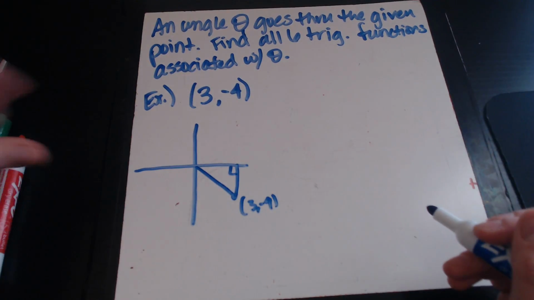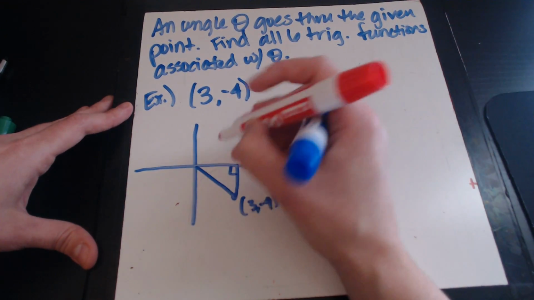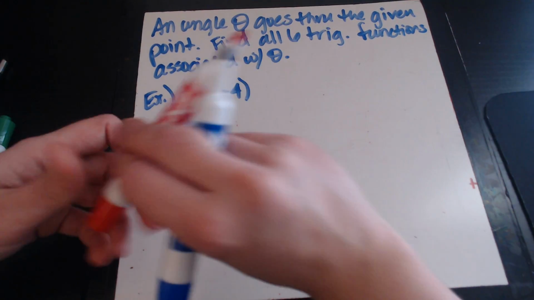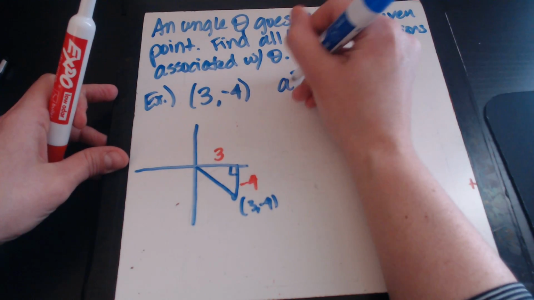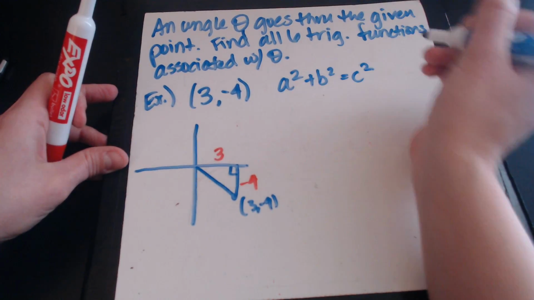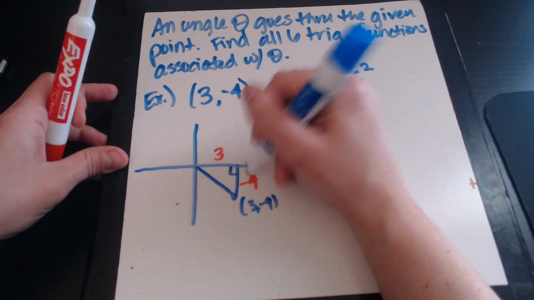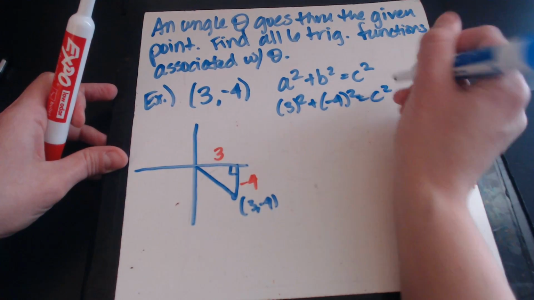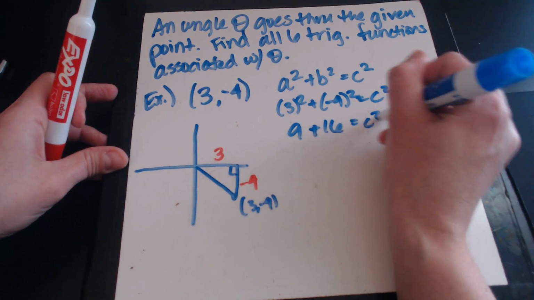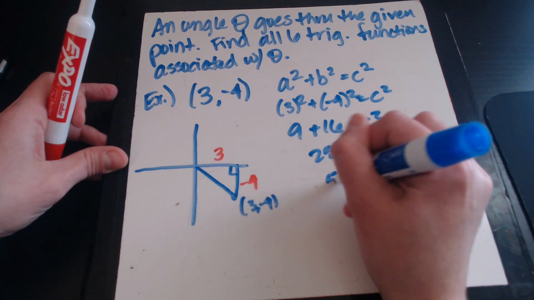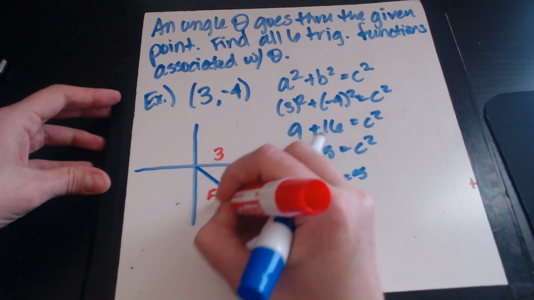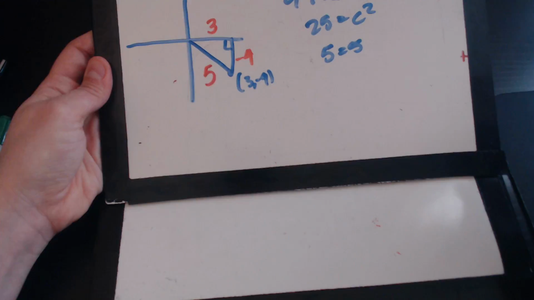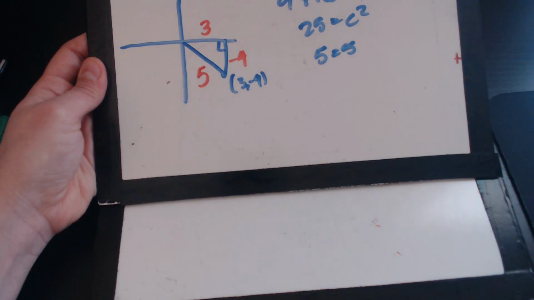All right, so obviously if this is at the point (3, -4), then this has to be 3 and this has to be -4. So in order to find the missing side length of my triangle, I have to use the Pythagorean theorem. Okay, so a squared plus b squared equals c squared. This is going to be a, this would be b, doesn't really matter, but I do know that I'm solving for c, which is the hypotenuse. Okay, so 9 plus 16 equals c squared, 25 equals c squared, so c is going to equal 5. All right, so there is my hypotenuse. Okay, so now that I have that as my triangle, I can figure out my trig functions.